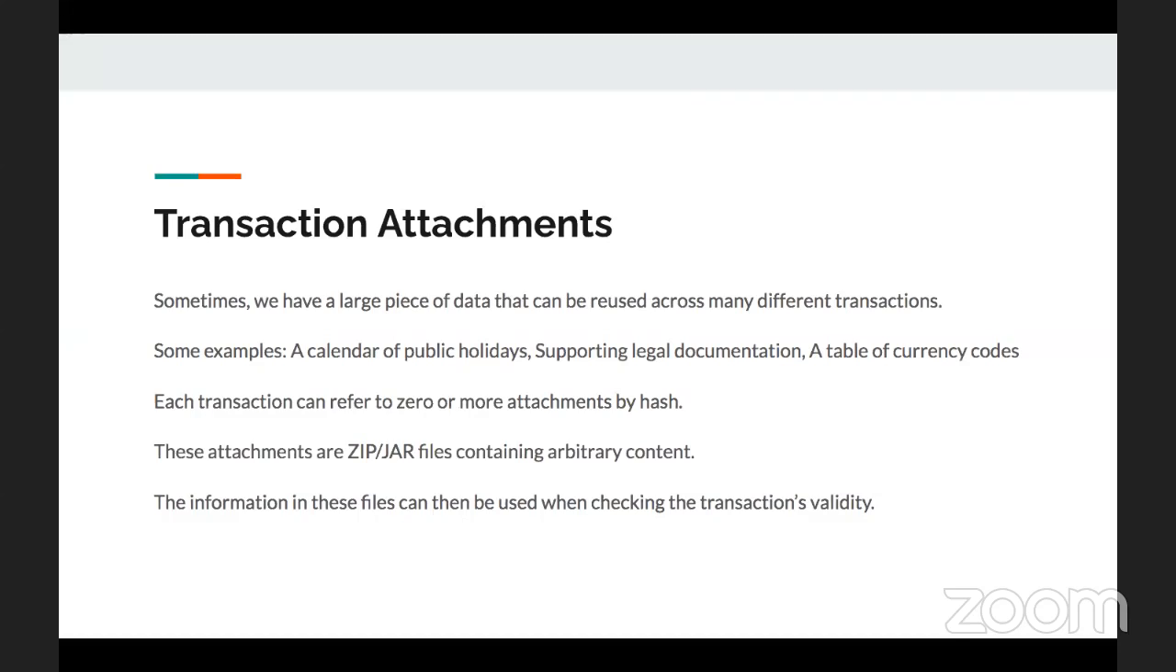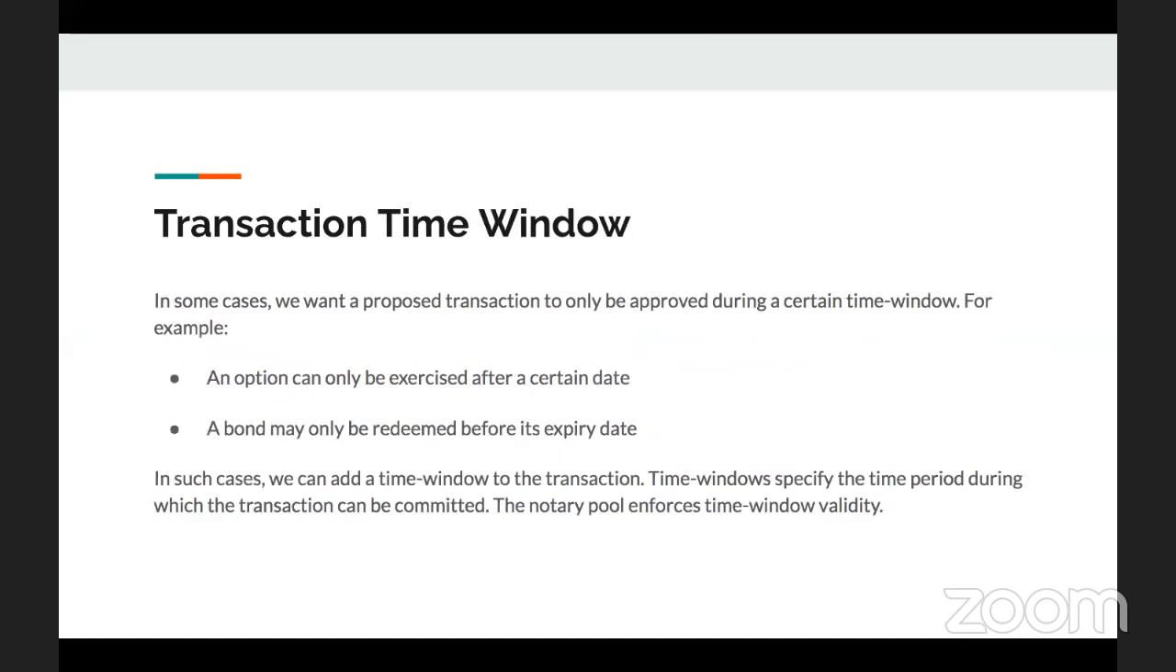Okay, so it could be a calendar, a legal document, a table of currency codes, or any other example. They can be referred to by the hash of the attachment. When you check the validity of the transaction, these files can be used. Now we come to the concept called transaction time window. Here we want a proposed transaction to be approved only during a certain time window, like an option in trading or redeeming a bond before the expiry date. So these could be examples of time-window-based transactions.